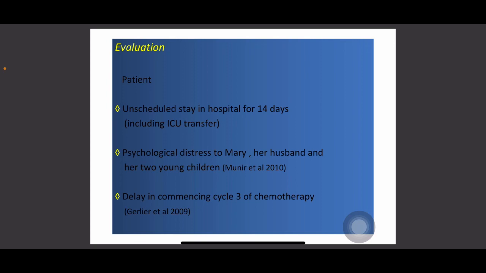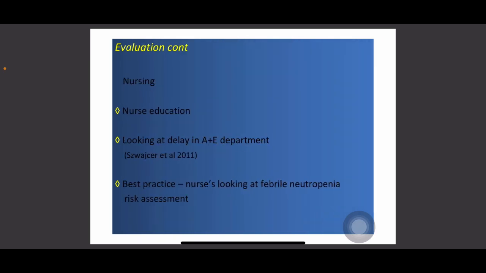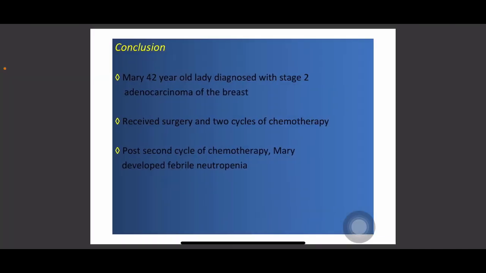So Mary had an unscheduled stay in hospital for 14 days including ICU transfer, psychological distress to Mary, her husband and her 2 children, and delay in commencing cycle 3 chemotherapy. So from a nursing point of view, we need nurse education. Looking at delay in any department, best practice is for the nurse to carry out a febrile neutropenia risk assessment.